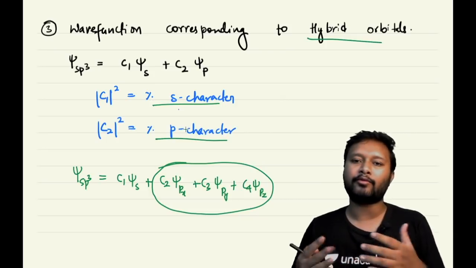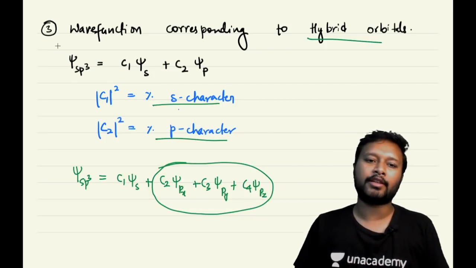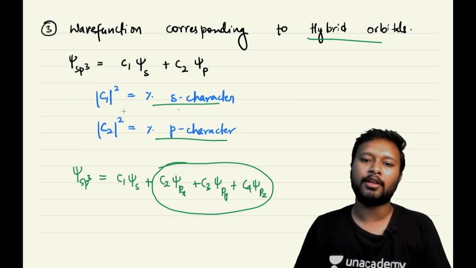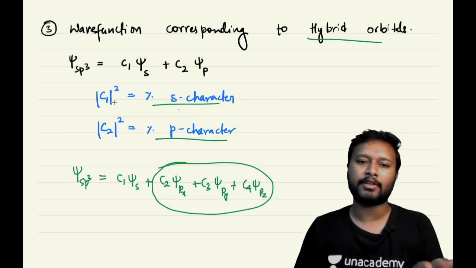Now once you have found the s character and the p character, you have to check whether that satisfies the wave function or not. That means if you have an sp3 hybrid orbital, it should have 25% s character. So whether after doing this c1 square you are getting 25% or not, that's the first thing you have to see. And the same goes for p character as well.